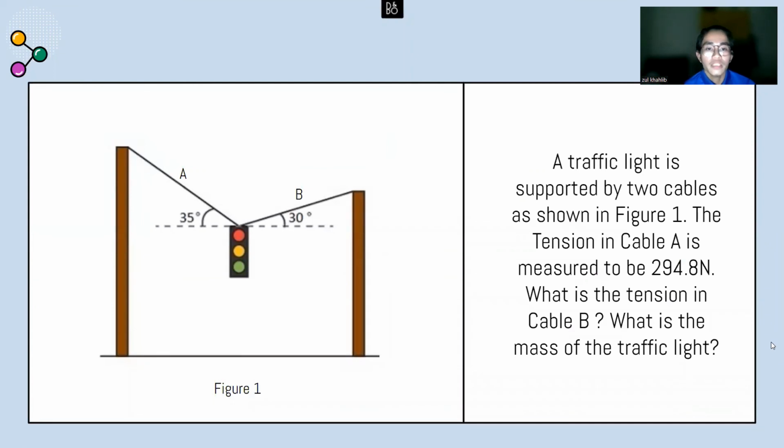So for the third example of calculation for a static equilibrium problem, a traffic light is supported by two cables as shown in figure 1. The tension in cable A is measured to be 294.8 Newton. What is the tension in cable B and what is the mass of the traffic light?